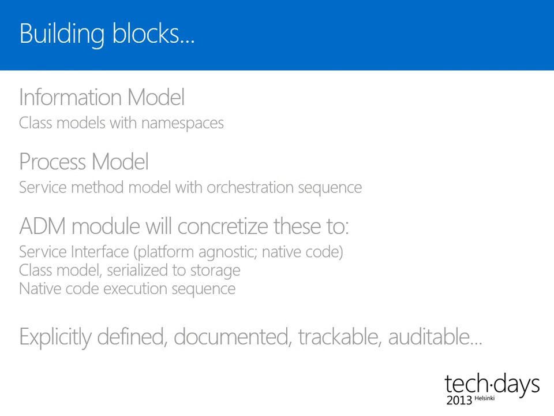So the building blocks consist of the information model, which has much similarity with class models and namespaces. Then the process model, which is basically a service method model with an orchestration sequence, so it dictates the steps of what a certain process does. Then there are ADM modules which concretize these things into service interfaces. Basically, it is already platform agnostic. It generates native code and native class models that can be serialized to the storage. Mostly we use .NET on that side on Azure. And then it has a native code execution sequence.